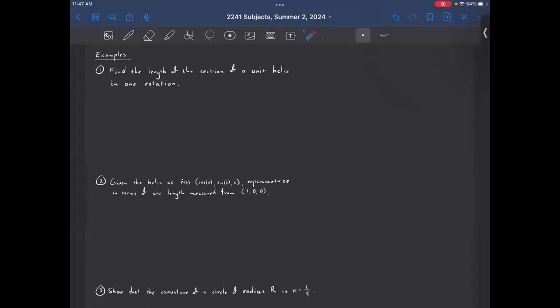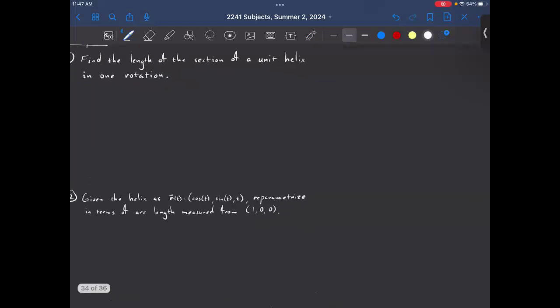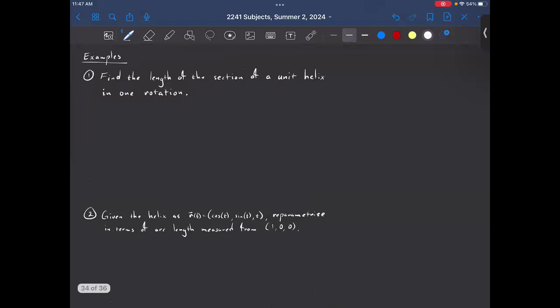This is the 2.2 examples video on arc length and curvature. So here, we're going to start working on some arc length problems. Find the length of the section of a unit helix in one rotation.